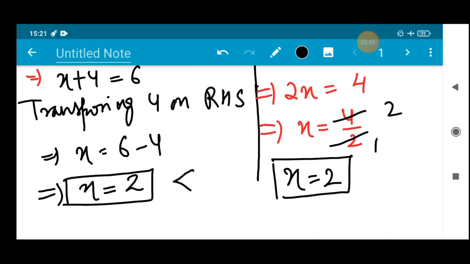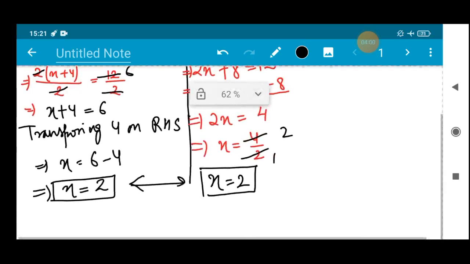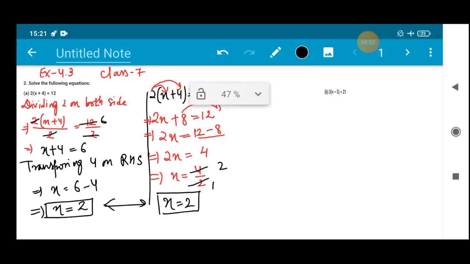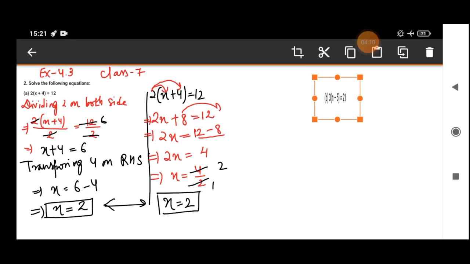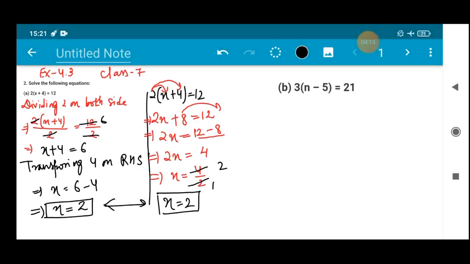So you can see here, in both the ways we are getting the same answer, isn't it? So whichever method you feel easy, you can opt for that. All right, if there is any problem, feel free to share with me. Okay, let's do number B now.